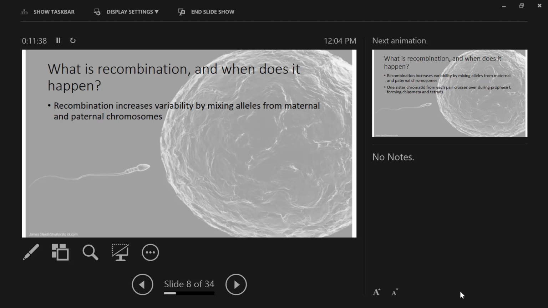But there are even regions of that X and the Y chromosome that will cross over and create combinations that have never existed before. And so that's what recombination does. And so one sister chromatid from each pair crosses over. And so this forms a structure called a chiasma, plural chiasmata, and forms what we call a tetrad, where instead of having 2 strands of DNA that are attached together, you actually, in these regions, have 4 strands of DNA that are all attached together at these chiasmata, forming what we call a tetrad.